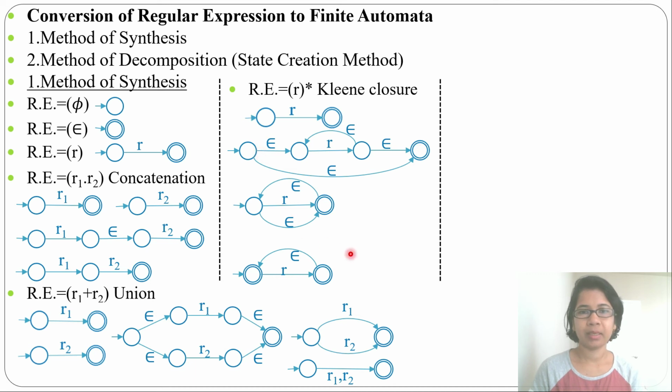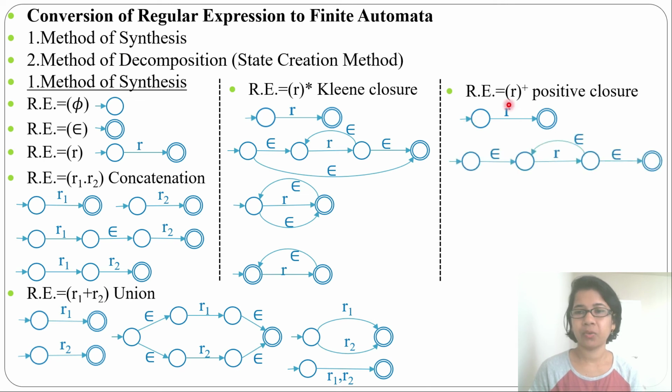Next I will explain positive closure. What is positive closure? Positive closure means it will accept single R, then 2R, 3R like this. It will not accept epsilon. It's the same as this without this epsilon transition. Just add an epsilon transition to the initial state, and this epsilon transition is for repetition, and add another epsilon transition to the final state. You can simplify this. You can remove this epsilon and this epsilon to make a simplified version like this. Now this is R positive closure.